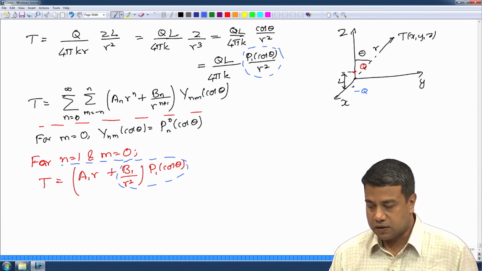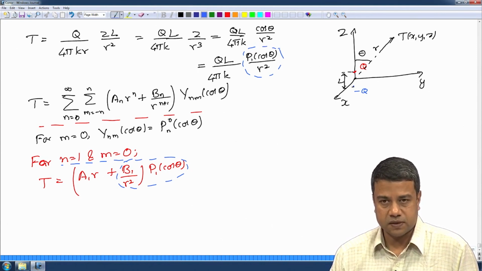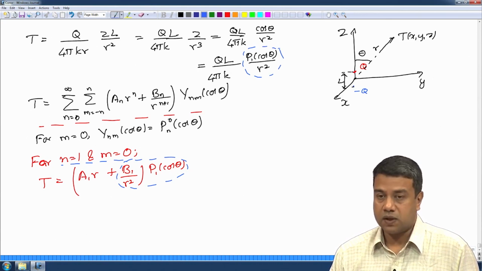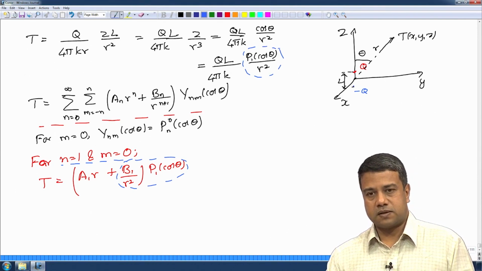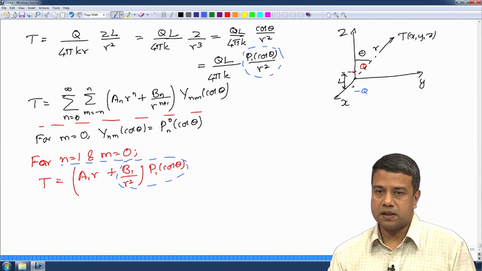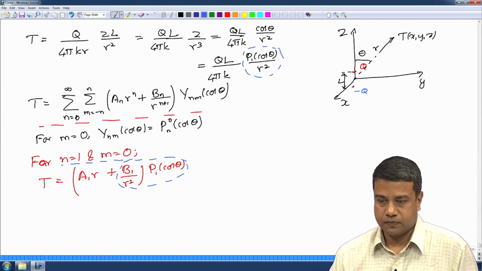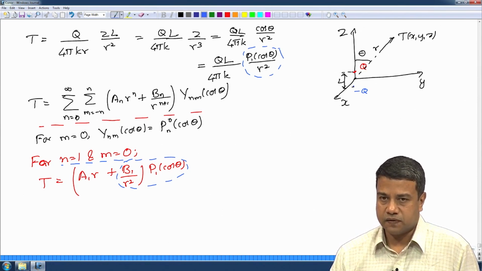This is called a dipole, a point dipole. In the limit as L goes to 0, the separation of the source and the sink goes to 0, while Q times L is finite. As you make the source and sink closer and closer to each other, while retaining Q times L to be a finite number, you get a point dipole. In the solution for the point dipole, the temperature decreases as 1 over r square.